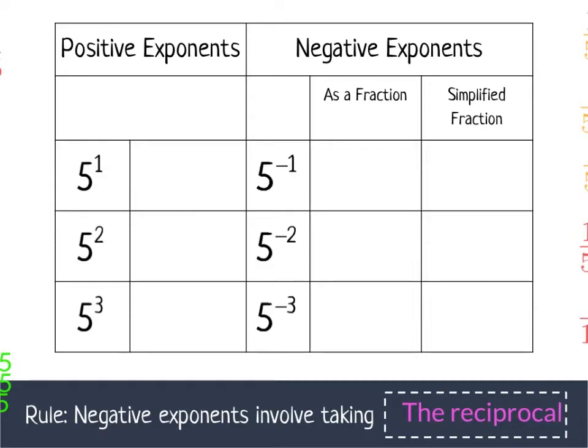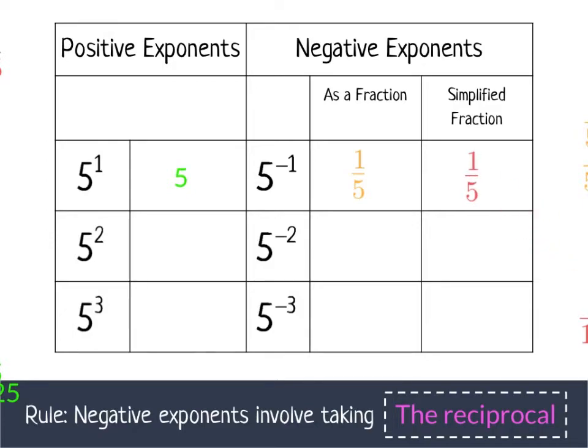Now remember, the reciprocal is taking the inverse of a positive number, or in this case it's going to be a fraction. So let's take a look at 5 to the first power. So 5 to the first power is 5. Anything to the first power is itself. So now I want the reciprocal of that for 5 to the negative first. So 5 to the negative first is going to be 1 over 5. And I can simplify that as 1/5.